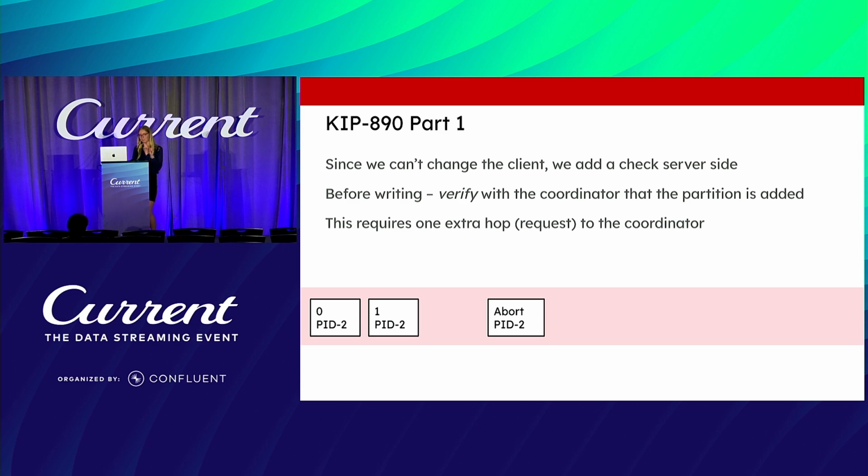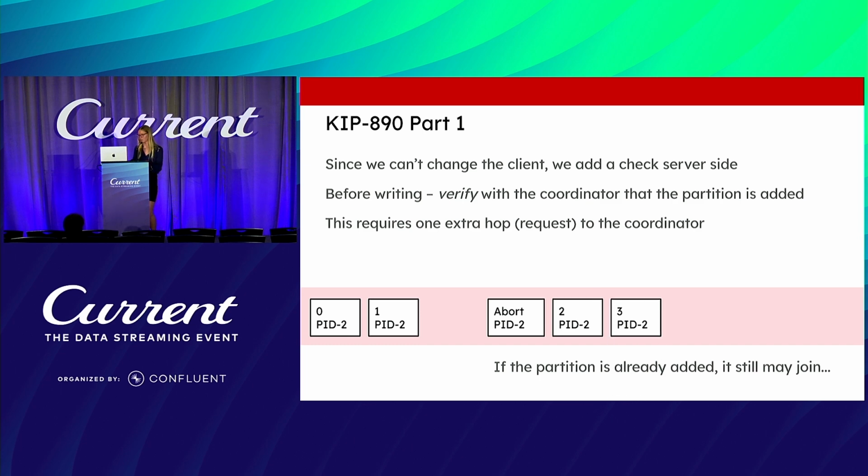Now, there is one small caveat with KIP-890 Part 1, and that is if for some reason we were about to write another transaction with producer ID 2, there is a small chance that maybe we've added this partition to the next transaction already. And in this case, it could still join. It would be super rare, but there is a small chance that we do write the wrong record to the wrong transaction. So we do want to fix that, hopefully with KIP-890 Part 2.